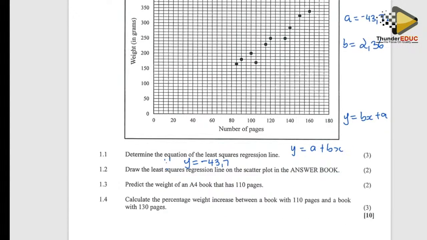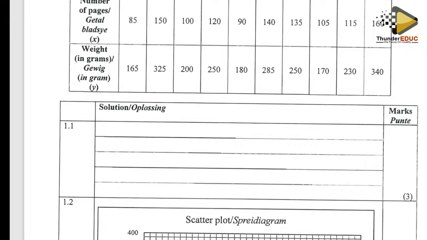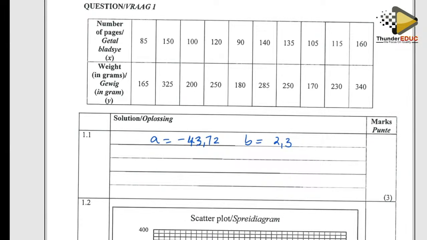Just erase this once and rewrite it. So we said a is negative 43.72, then b is going to be 2.36. So our y is going to be negative 43.72 plus 2.36x. That is the first part. Then we look at our next question.